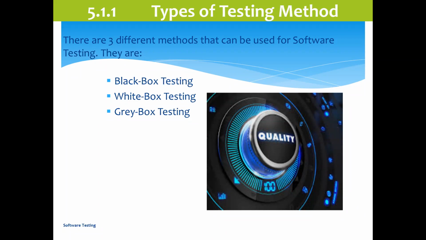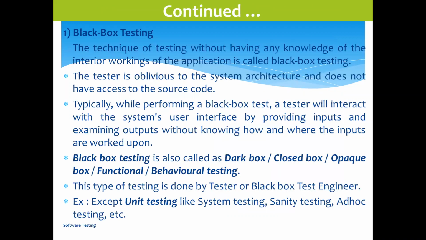Black means one color is there, white is another color. If you combine both black plus white, it will display as a gray color. So gray box testing is also a combination of black box testing and white box testing. That's why they have given the name gray box. So what are those? First one is black box testing.